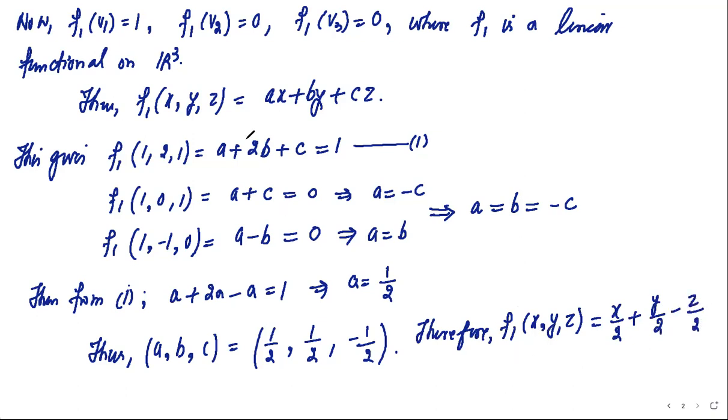And this is obtained from this equation because we have ax plus by plus cz. Now substituting a is equal to 1 by 2, b equal to 1 by 2, and c equal to minus 1 by 2, we obtain f1 of (x, y, z) is equal to x by 2 plus y by 2 minus z by 2. So this is the first linear function. This is the first element in the ordered basis, beta star. Now accordingly, we can evaluate the second element.